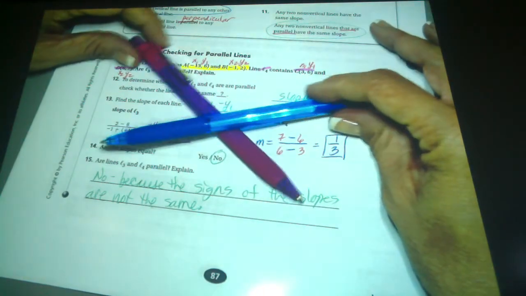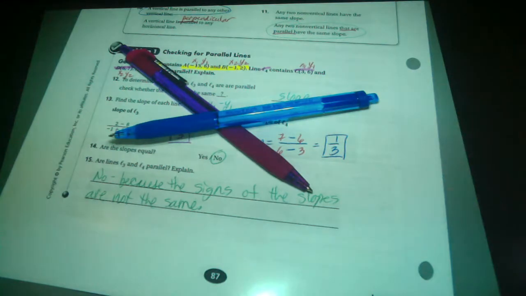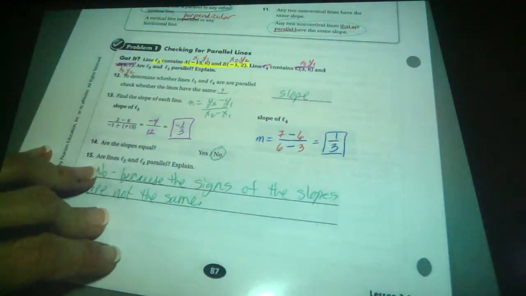They are actually not perpendicular. They'll look more like this. And we'll find out more about perpendicular lines tomorrow. So we good with that? Questions on that? All right, so then look at problem 2.